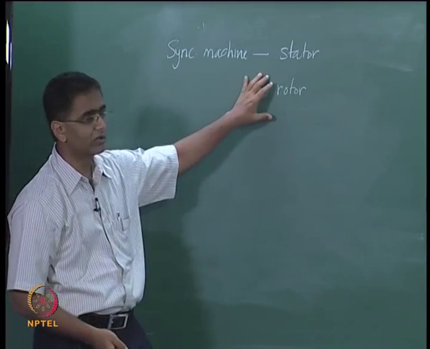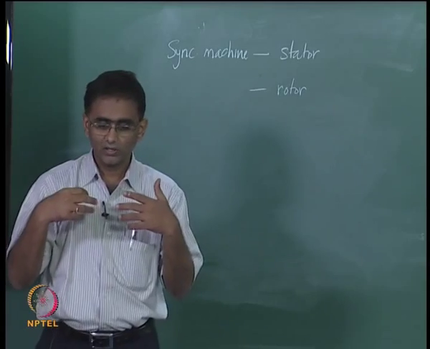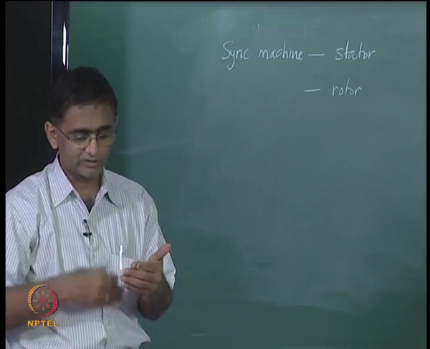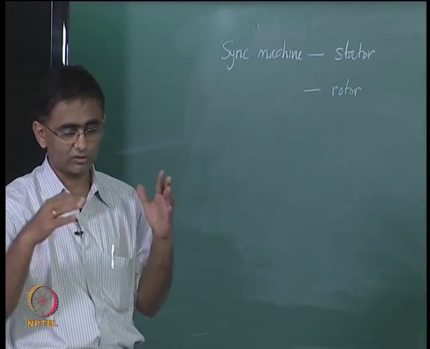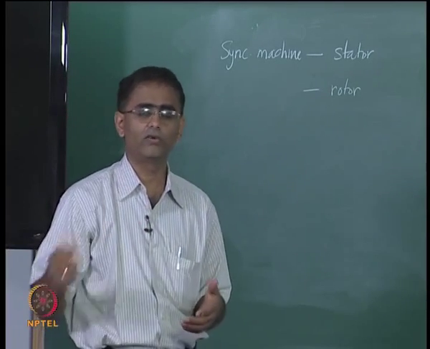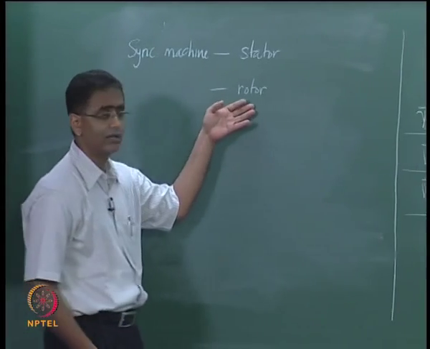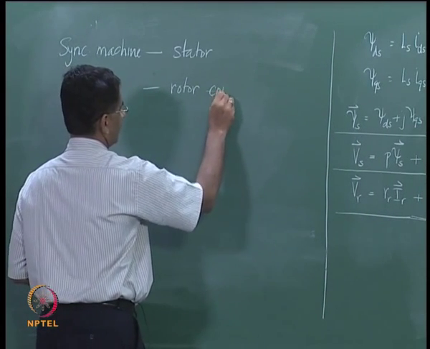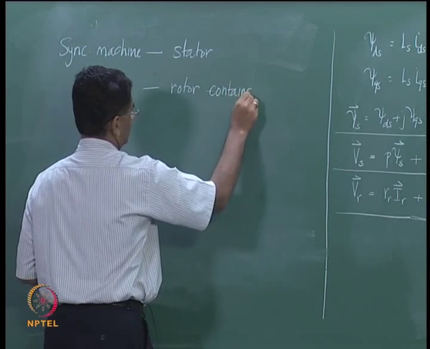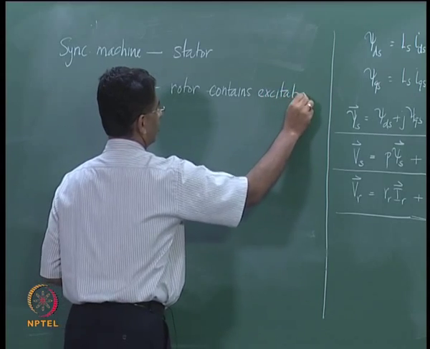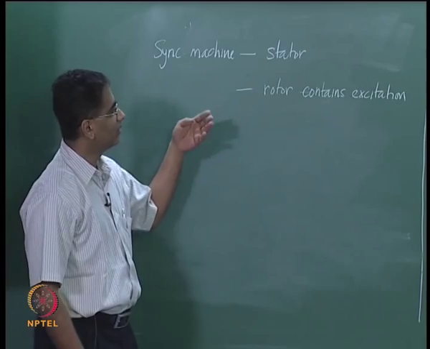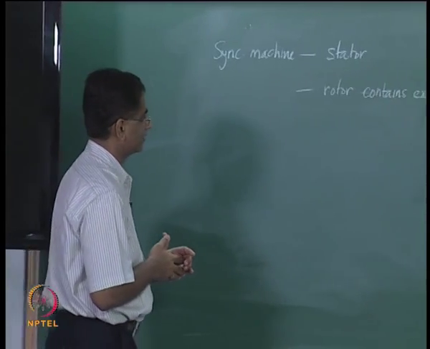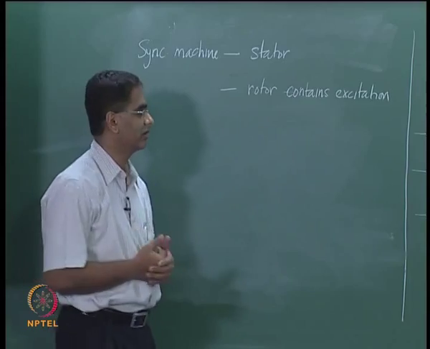In the induction machine, the rotor has no independent source of excitation, which is why it is called an induction machine in the first place. The field that is generated by the stator, because it is revolving, induces a voltage in the rotor, and because the rotor is short circuited, the voltage induced allows flow of the rotor currents, and thereby it generates a torque. Whereas in the synchronous machine, the rotor contains excitation. That means it produces its own magnetic field, and in large synchronous machines this is normally done by energizing the rotor with a DC excitation. So the rotor produces a direct field, it is not an alternating field.